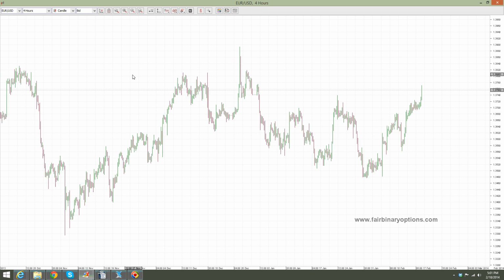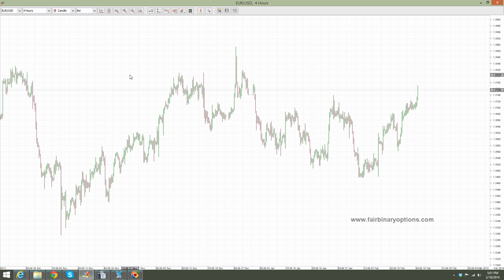This is the Euro US dollar with the recent spike higher threatening the previous highs. Remember, we were looking here at the possible contracting triangle. It is still a triangle.